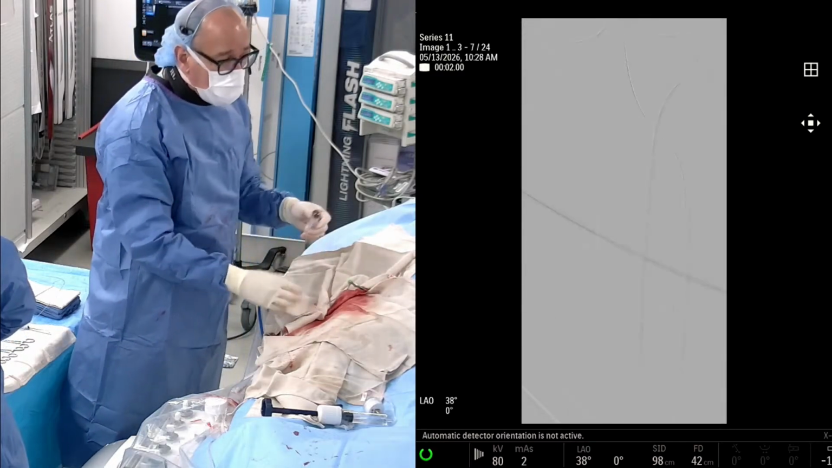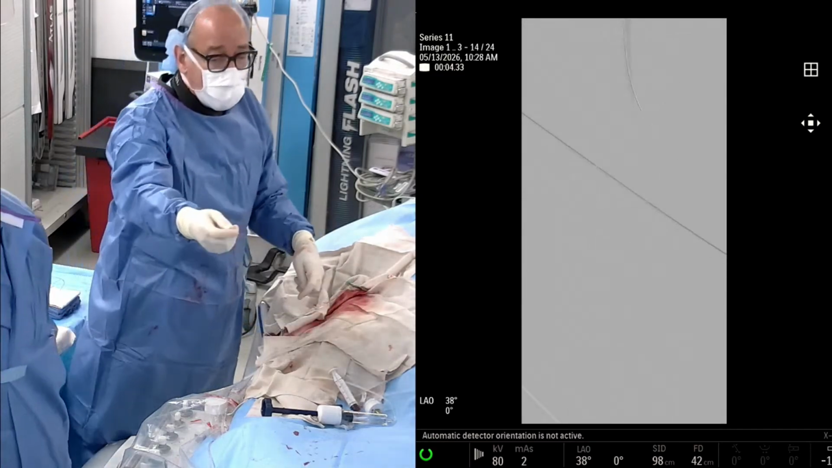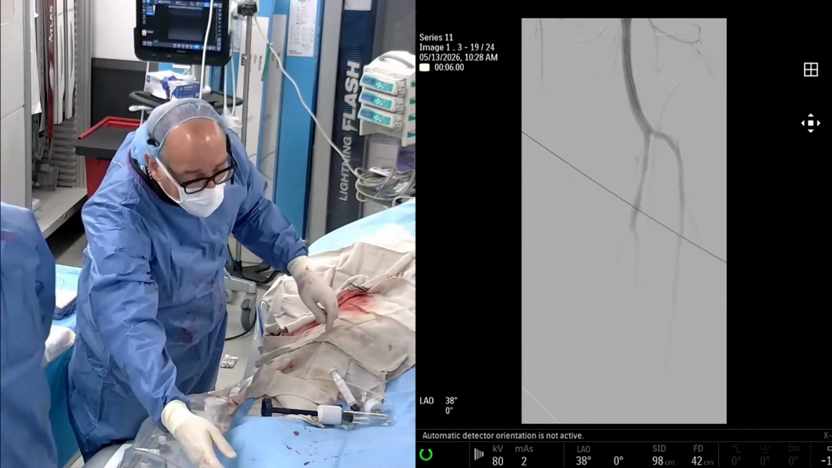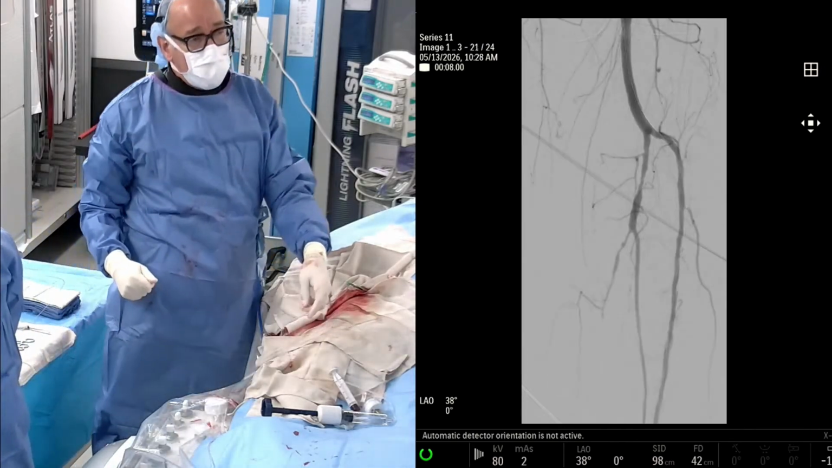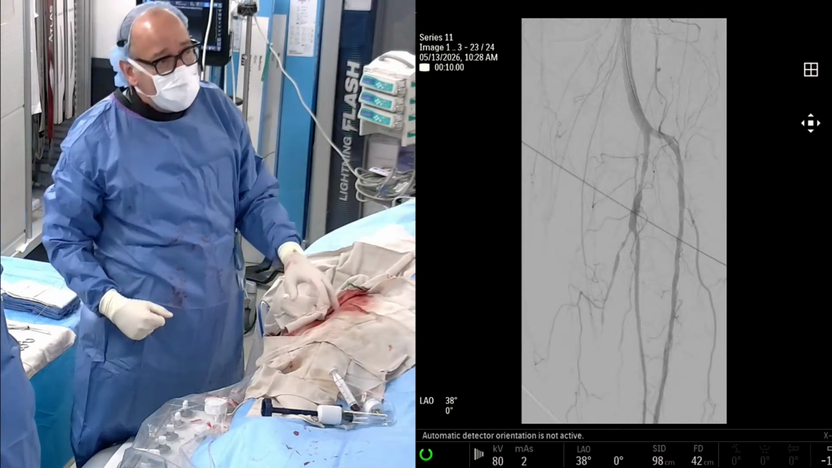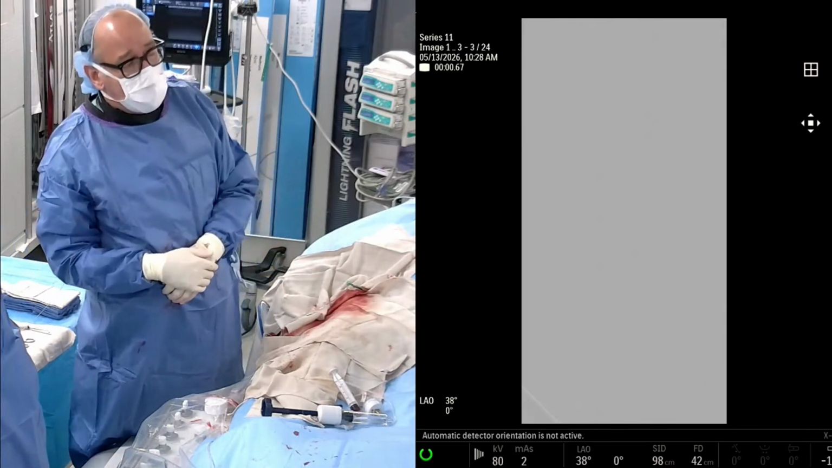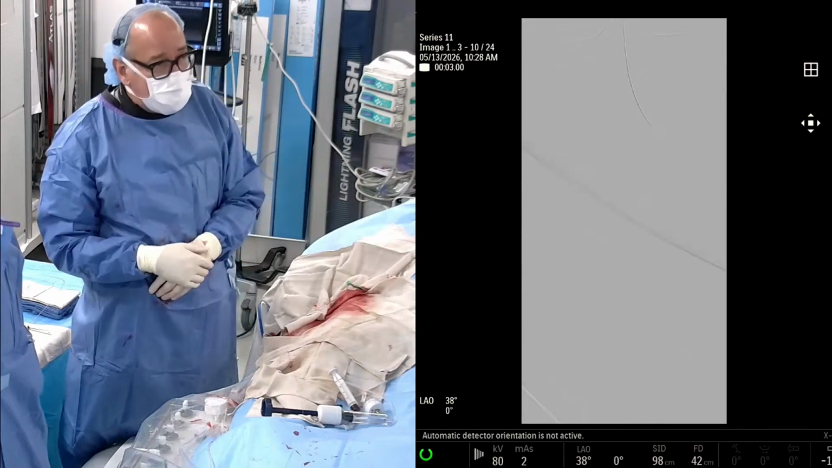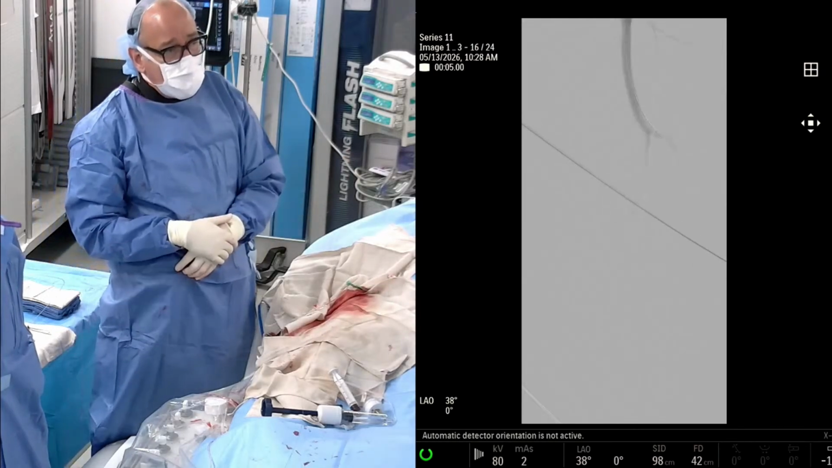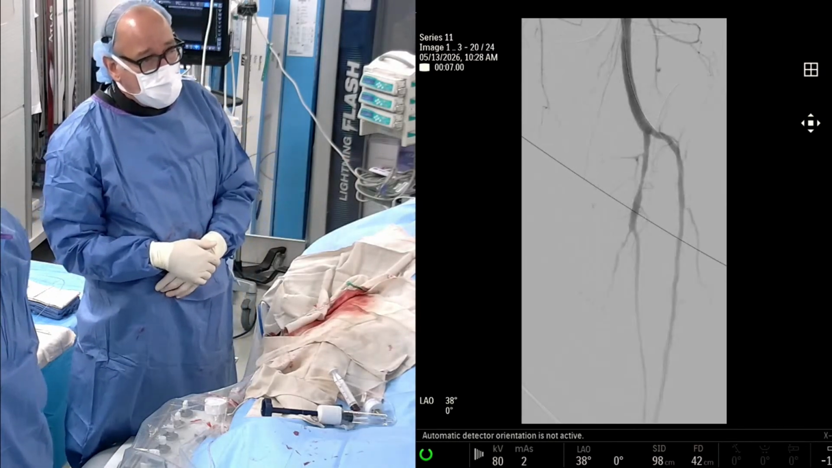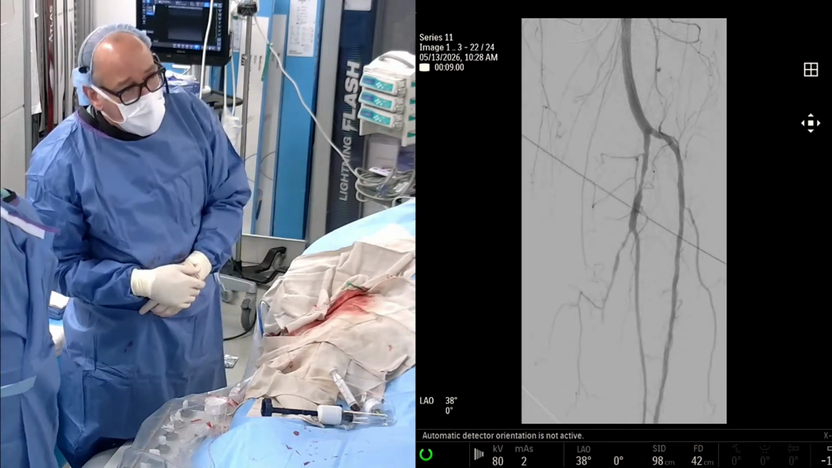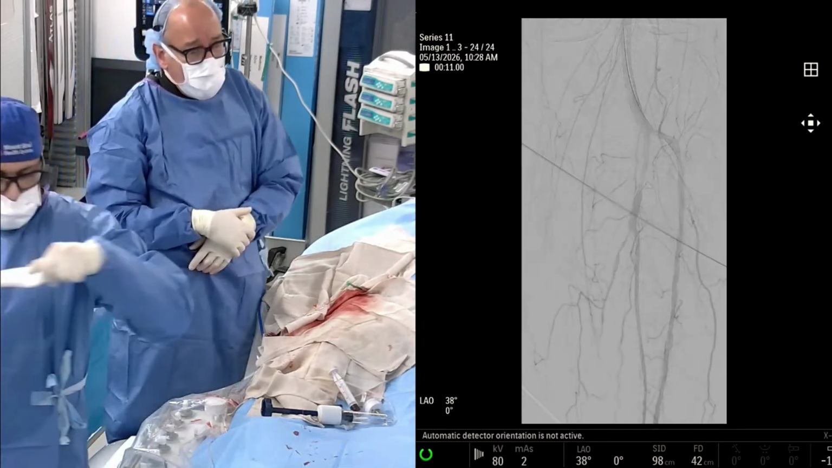But we obviously saw in the IVUS that there's really significant dense calcium, especially in the proximal portions of the AT. So I want to optimize that. And if you really interrogate the angiogram, you're going to see that there's a lot of lucencies. And I think that reflects calcium in the anterior posterior plane. So I think we're gonna IVL this and see what we get.